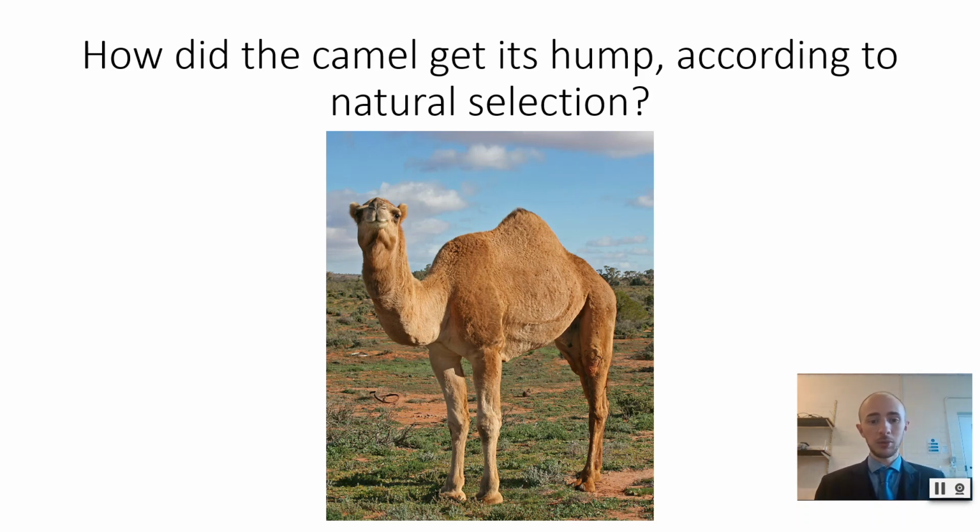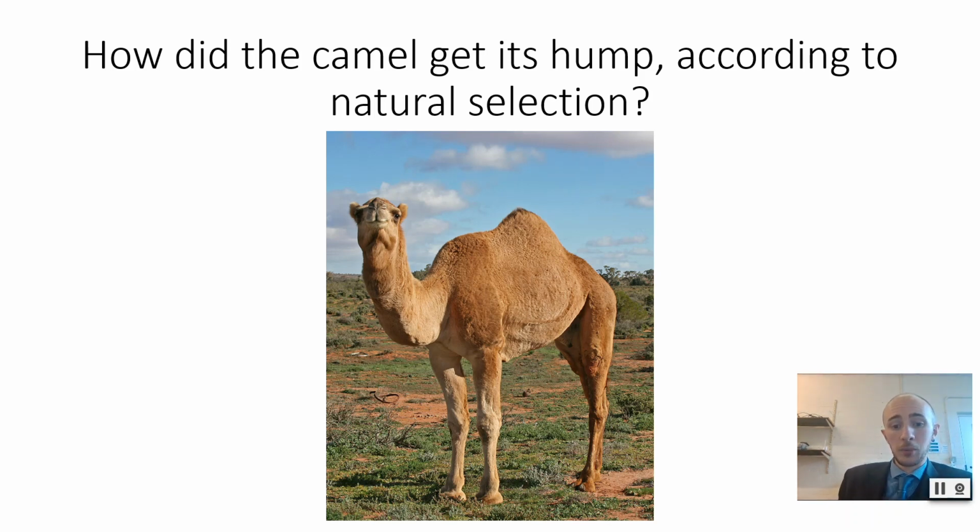So what I'd like you to do is pause me and write this out in full. It's usually worth around 4 to 6 marks, so there's a lot you can write here. I'd like you to write down everything you know about how the camel got its hump according to natural selection. So, hopefully you paused me. If you didn't pause me, now get that written down.